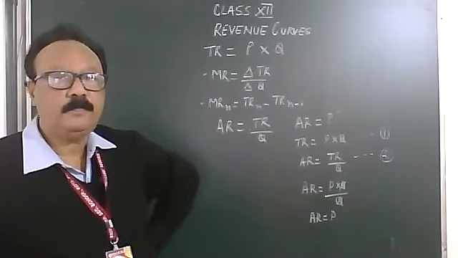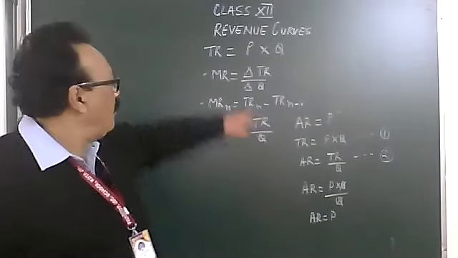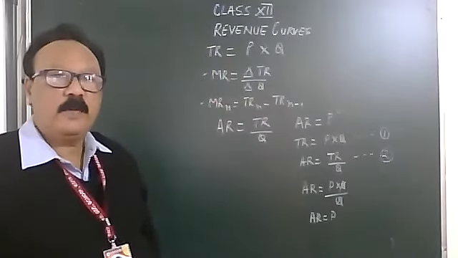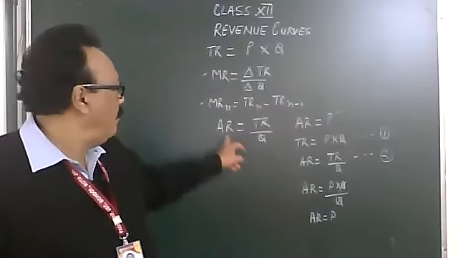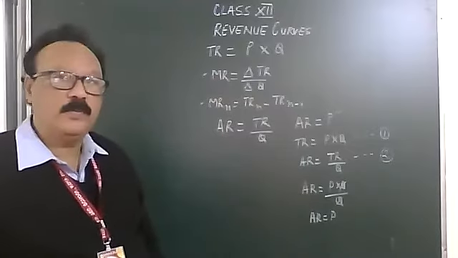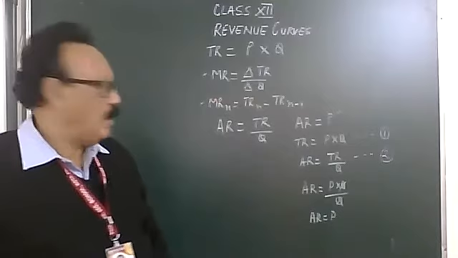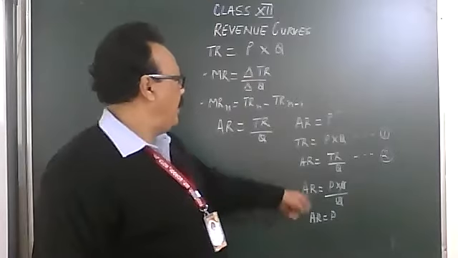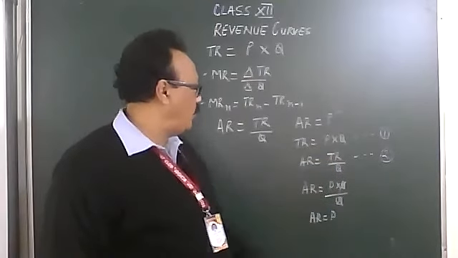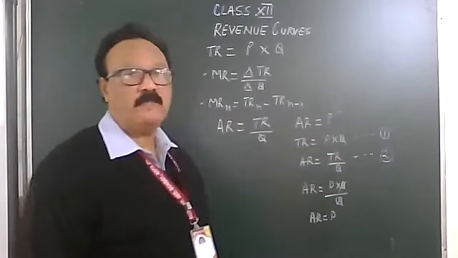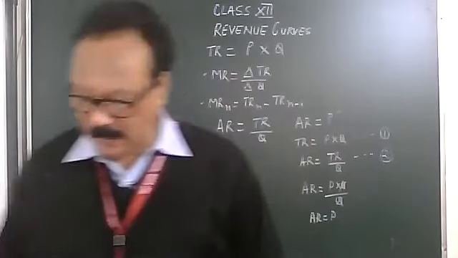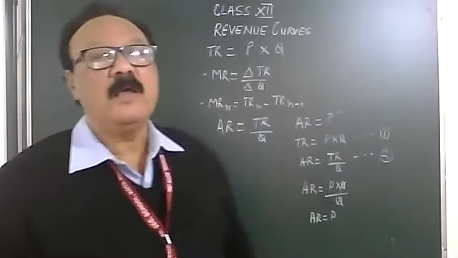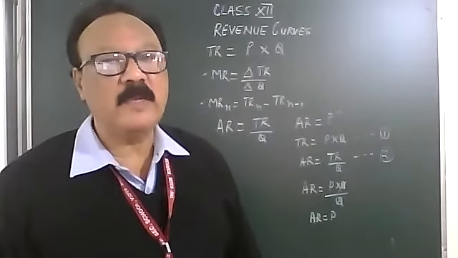Understood, children? From the formula of TR, we get TR is equal to P into Q, right? We put that in the first equation. And AR is equal to TR upon Q. This is what we learned. Now substitute this value of TR from the first equation. AR is equal to, instead of TR, P into Q upon Q. Q and Q cancel, what is left? AR is equal to P. So thus price and AR are synonymous. Synonymous means they are one and the same.